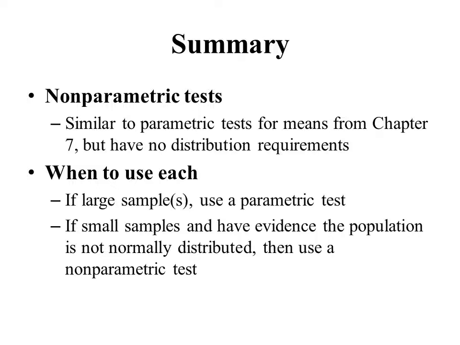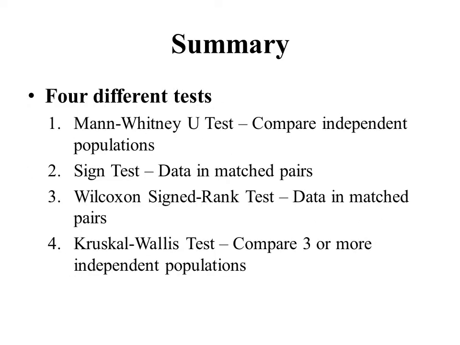Sometimes the problem will tell you which test to use, but other times you'll have to figure out which type of test to use. And so to help figure out which type of test to use, I've summarized our 4 different tests here. The first one was the Mann-Whitney U test, and that's where we compared two independent populations. And so if your problem involves two independent populations where one has no effect on the other, then try the Mann-Whitney U test. The sign test we used where we had data that come in matched pairs, and then likewise the Wilcoxon signed rank test, we had data that come in matched pairs.